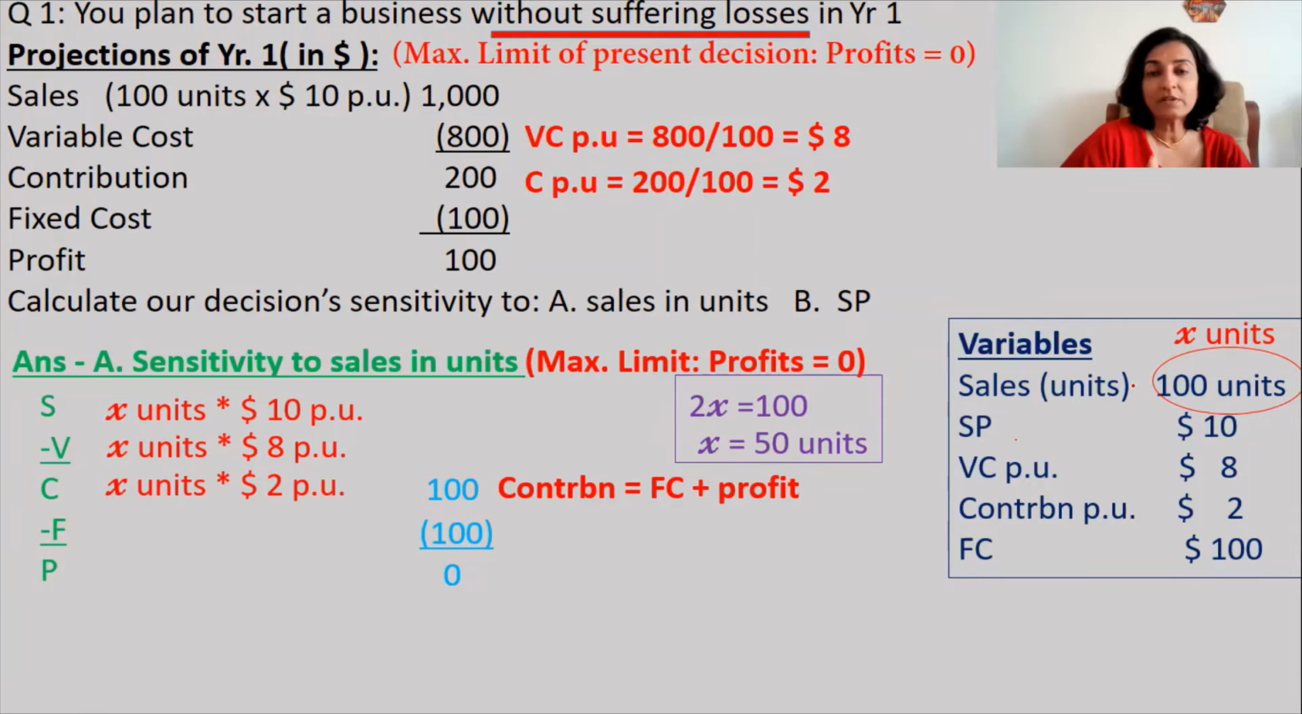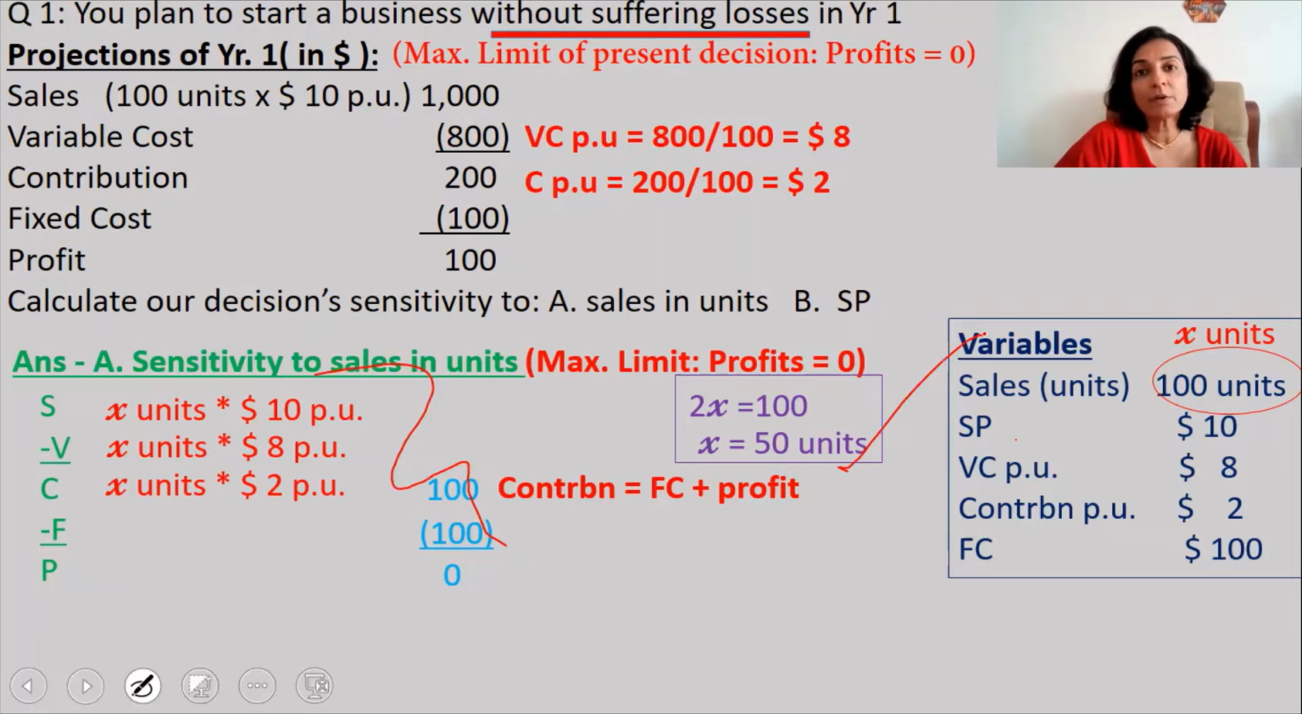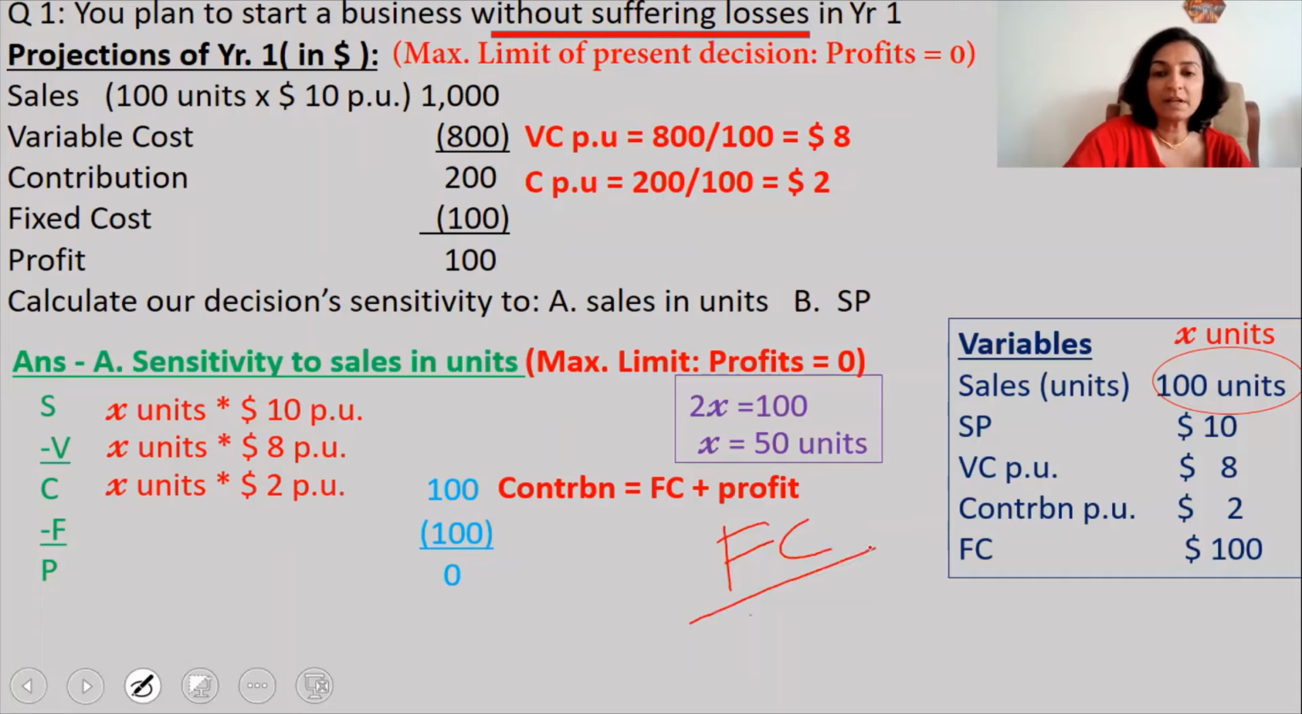Now, you people might be wondering, why did we take so much pain for drawing all these formats just to find the break-even point in units? Because what we have just found out is the break-even point in units, the number of units to be sold when profit is equal to 0. What is the formula for break-even point? It's just fixed cost divided by contribution per unit. We already had the fixed cost 100 divided by contribution, that's 2. So we get 50 units.